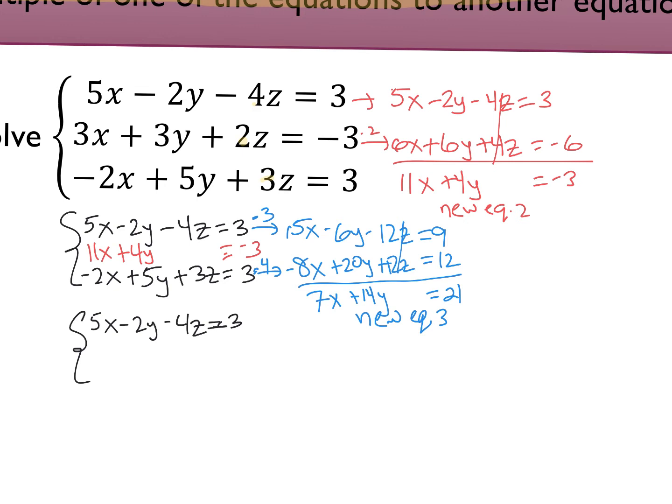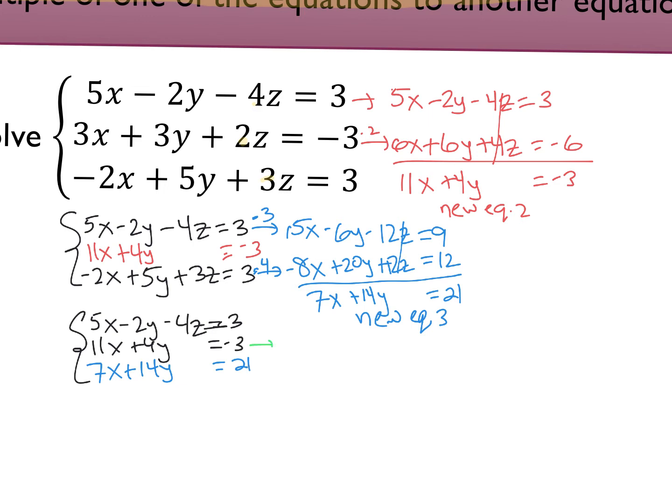And I'm going to put the equation, the red equation, 11x plus 4y equals negative 3. And I'm going to insert my new equation 3. So 7x plus 14y equals 21. And then we're just going to go through the same process. Would you like to eliminate x or y? In this case, it doesn't really matter. I'd probably choose y, because I know the common multiple of 4 and 14 is 28.